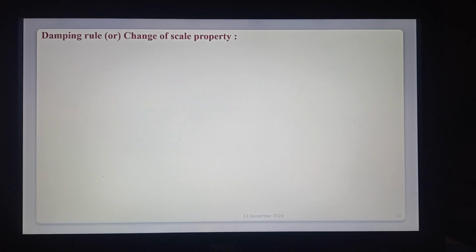Hi students, today in this lecture we are discussing some properties of Z transforms. The first one is the damping rule, or change of scale property, of the Z transform. See the statement here.